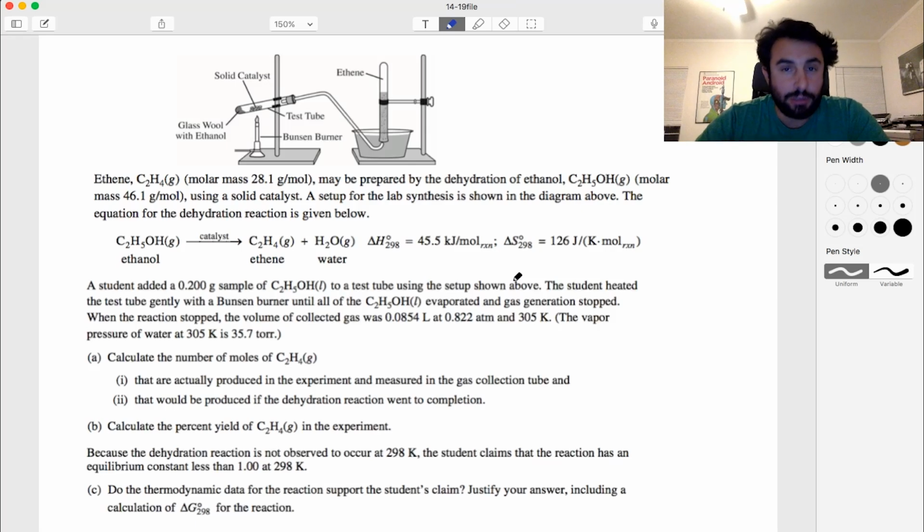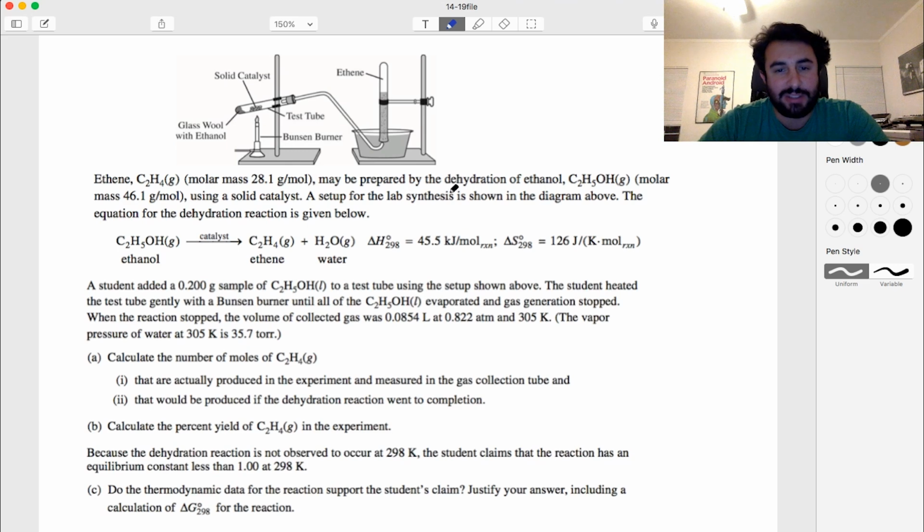Okay, we have an interesting long answer problem here regarding collection of gases. So when you see a setup like this, it can be a little bit overwhelming, but just take a beat, slow down, make sure you understand what's going on before you look at any of the questions. So this says ethene, C2H4 gas, may be prepared by the dehydration of ethanol using a solid catalyst.